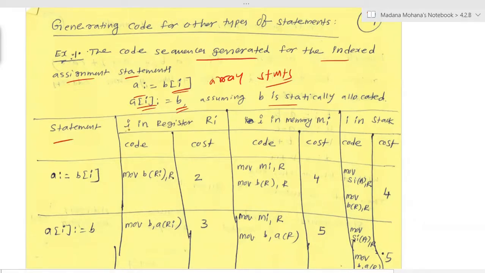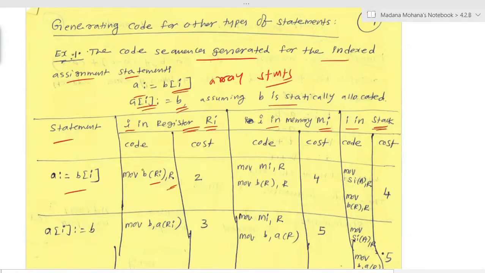Here first we will take i in register Ri, then i in memory Mi, then i in stack. Here stack is also considered. So now in every case the code is generated. Now based on the cost, those code sequences having the least cost will be considered as final by the developers. Now first a = b[i] using register, the code is MOV b(Ri), R.